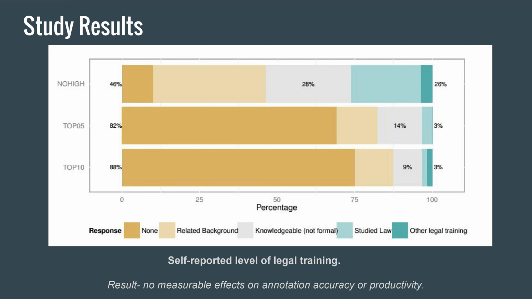Now we'll be focusing on the study results. This figure shows the distribution of people across the three conditions on the basis of their knowledge. As can be seen, no high consists of people having more knowledge as compared to top 5 and top 10. This figure illustrates that highlighted paragraphs support participants' ability to understand the presented legal texts.